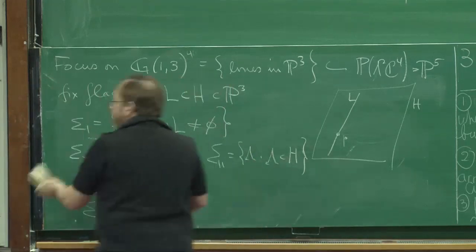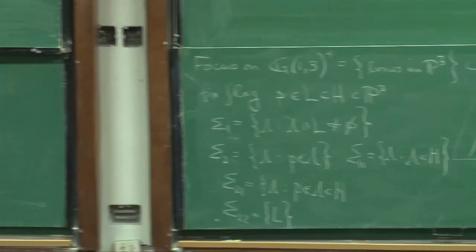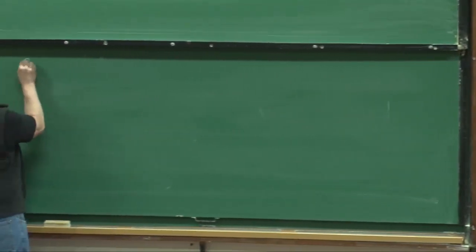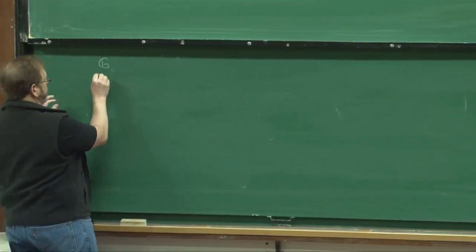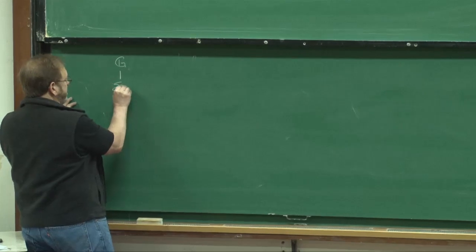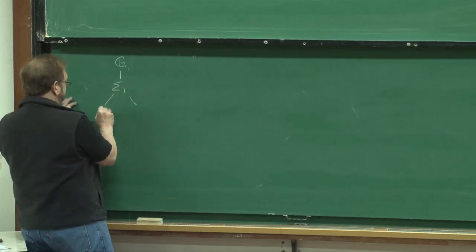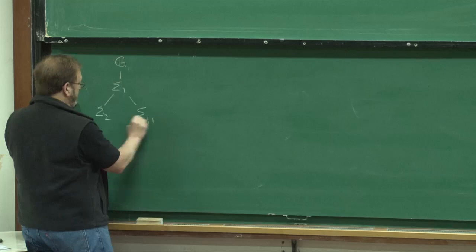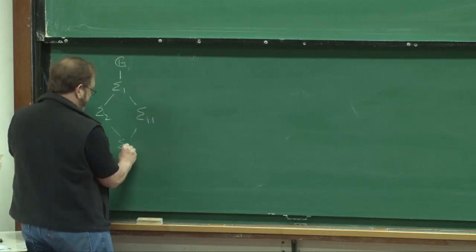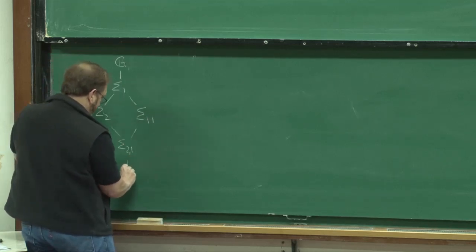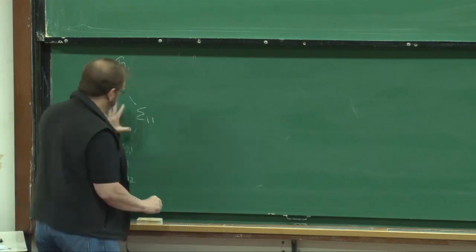And I have the obvious inclusion relations here. I have the Grassmannian, G13, I'll just call it G for short, contains the cycle sigma 1, which in turn contains the cycles sigma 2 and sigma 1, 1 that intersect in the cycle sigma 2, 1, and then I have the cycle sigma 2, 2, or just a single point.